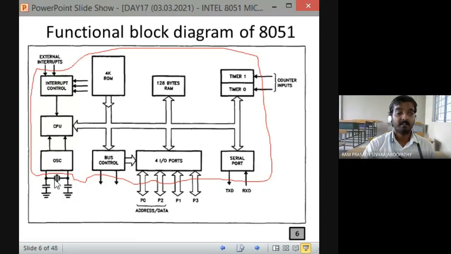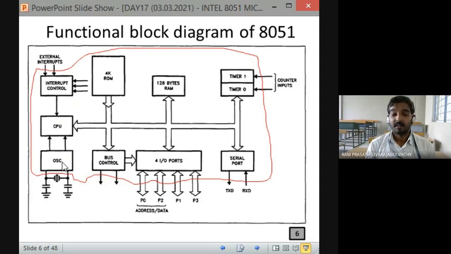Fine. Any other thing? CPU, ROM, RAM, 4 ports, then 2 timer/counters and 1 serial port. Okay. Yes, crystal oscillator, correct? Oscillator circuit is available inside. Any other block is missing here? I have not spoken about one block so far. What? Yes, in classroom 2, Sajesh typed bus control.